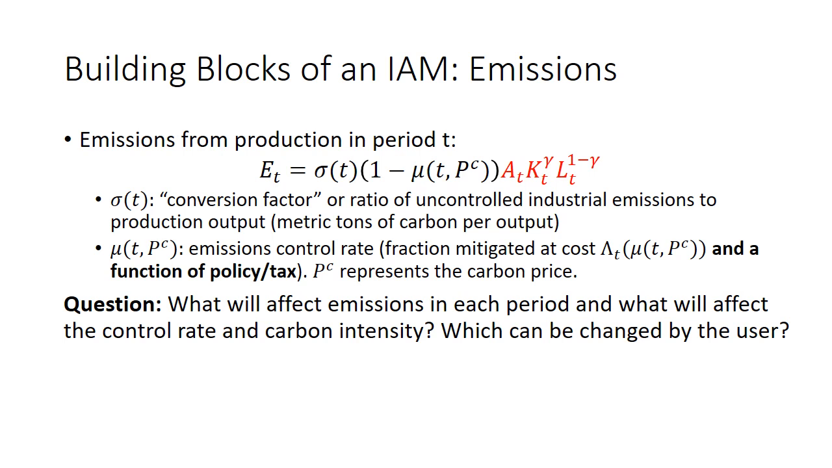You should pause the video and ask yourself, what will affect emissions in each period, and what will affect the control rate and carbon intensity, which can be changed by the user. So what's going to affect emissions in each period? Well, obviously the production, all the things we've talked about in the previous slides, capital evolution, maybe labor if we make that endogenous, AT, the technological progress, that'll affect emissions in every period. Also, the emissions control rate, or the conversion factor, the CO2 per GDP. That's going to affect emissions in every period.